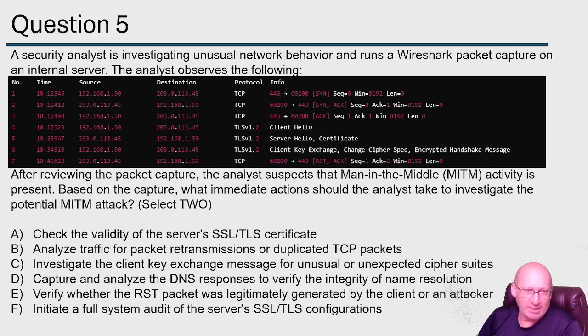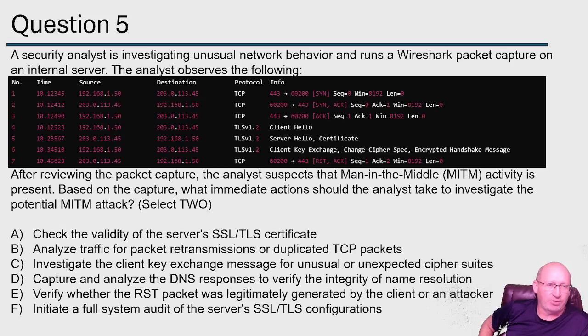A security analyst is investigating unusual network behavior and runs a Wireshark capture on an internal server and observes the following. We see that we have a timestamp. That's the time since the first packet was taken. We can notice that because it's giving us the seconds. We see 192.168.1.50. That's our internal IP address, to the destination.